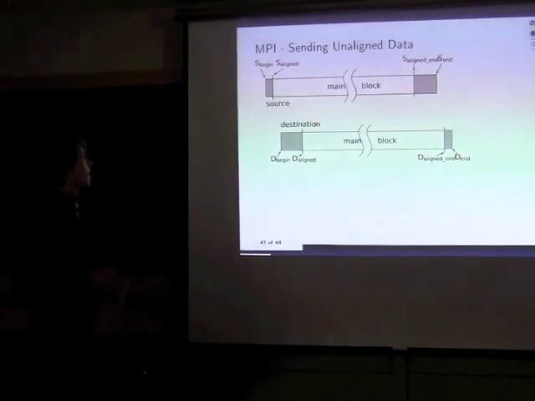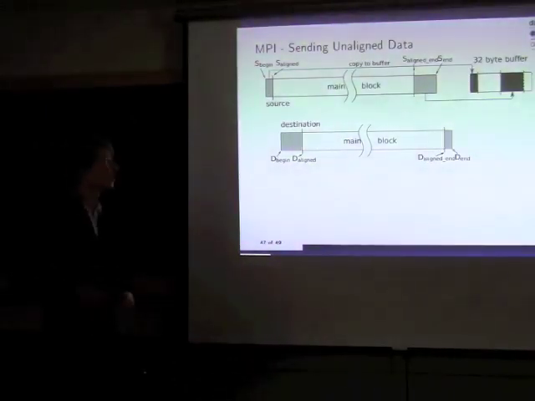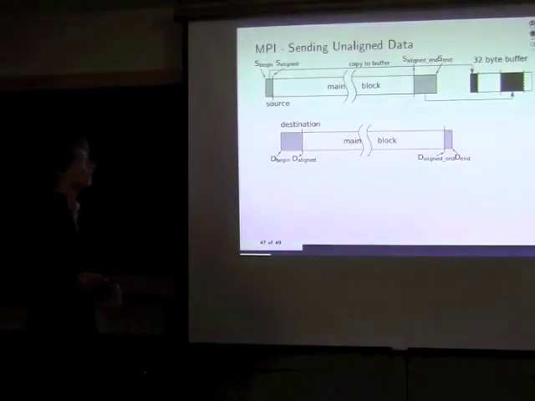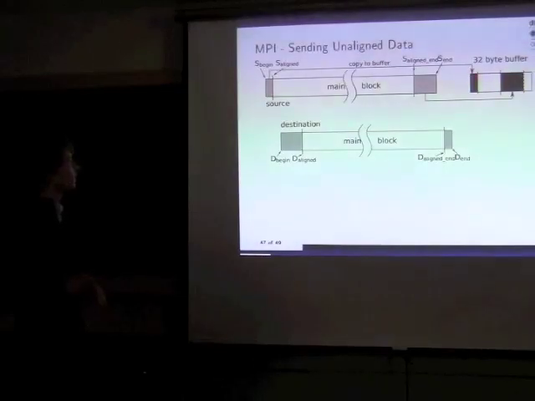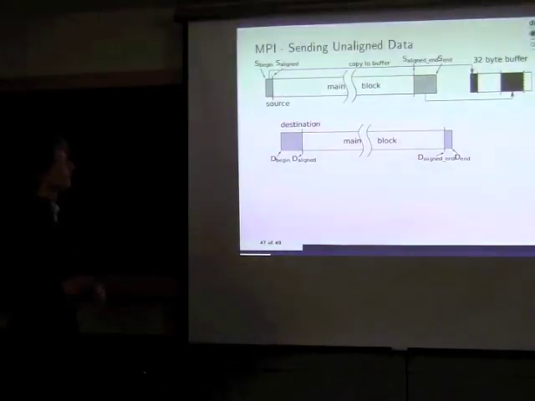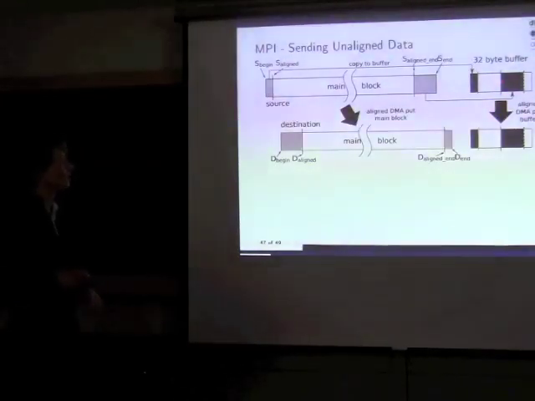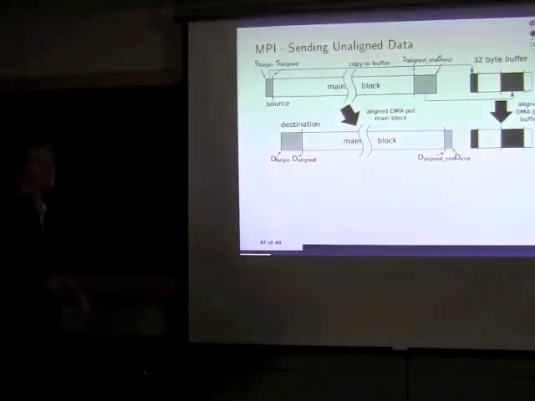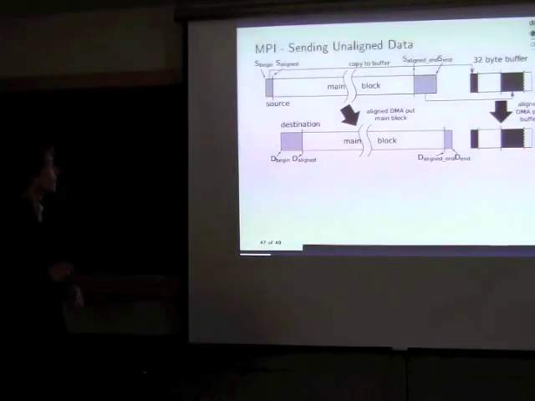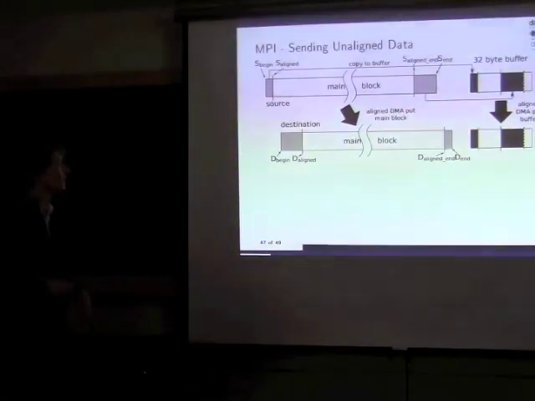So what do we do? We have a small static 32-byte buffer on each SPU, actually two on each SPU. First we put the stuff that we cannot transfer directly into this buffer. This would be everything up to the first aligned address and everything from the last aligned address into the buffer. Then we transfer the 32-byte buffer to the destination. The destination has a similar buffer, and we transfer the data. And we can also transfer from the first aligned address at the source to the first aligned address at the destination, obviously.